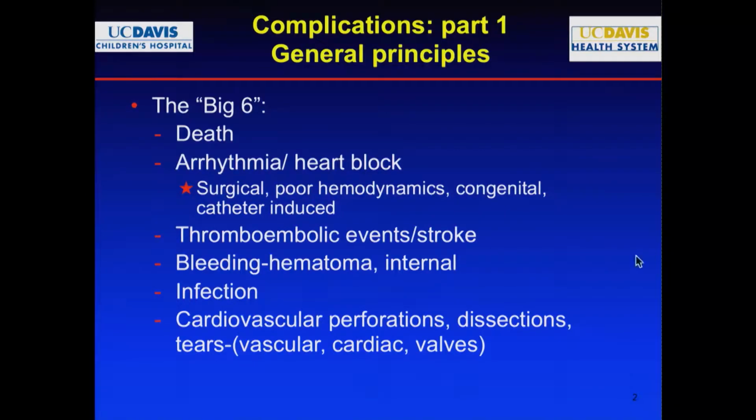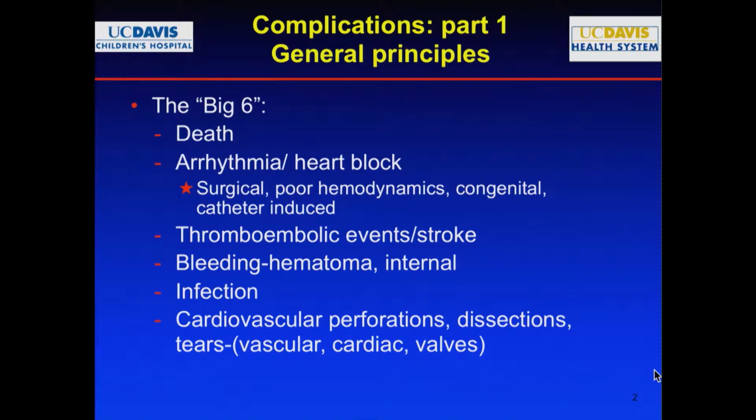All right, so I'm going to review a little about part 1. Generally, when I talk about cath, I have to get consent from the family. I usually talk about the big 6, meaning the 6 most important complications to think about and to communicate to the families. Number 1, of course, is death. It's very unlikely, but I always say that that is one of the complications.